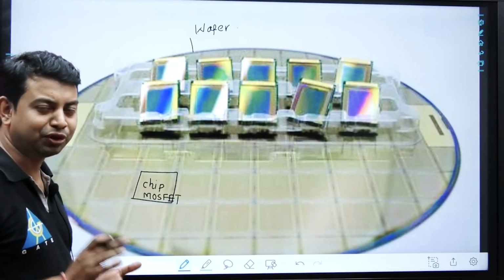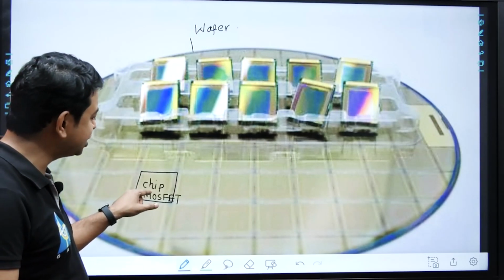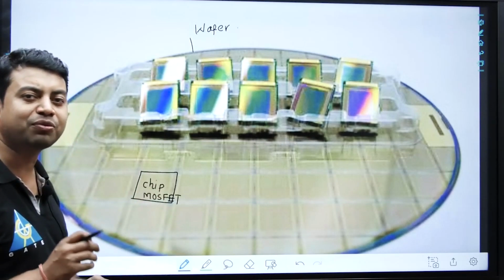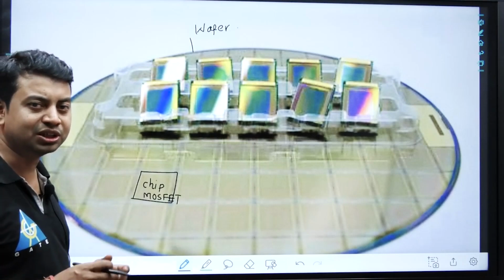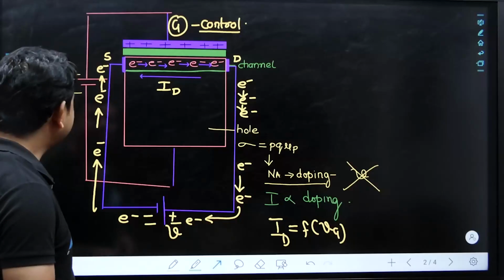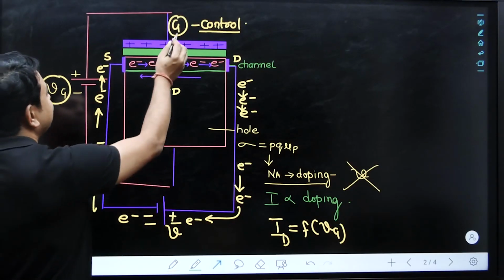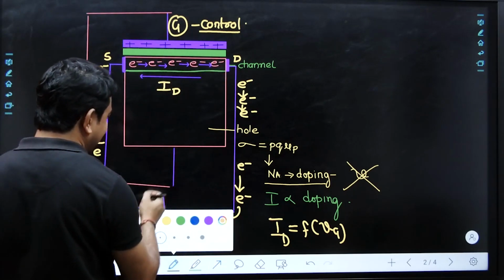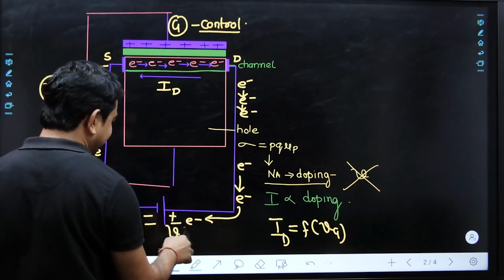If you are doing the fabrication of this particular chip which acts as a MOSFET, then definitely we have to connect the terminals. What are those terminals? The gate terminal, source terminal, drain terminal, and the last one is the body terminal, during the fabrication process.